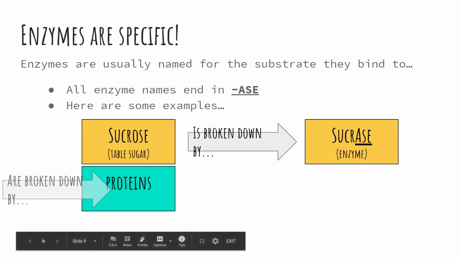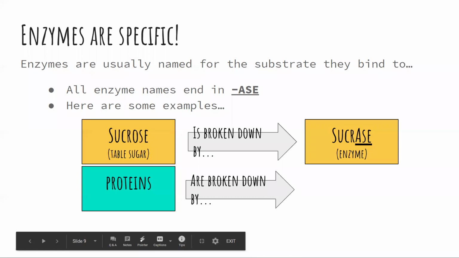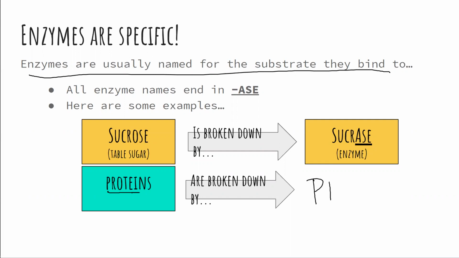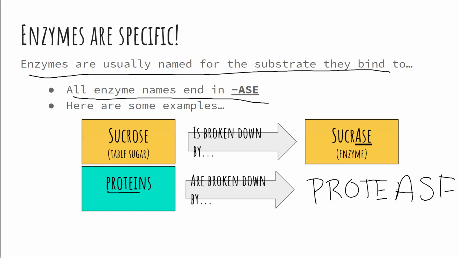Proteins are broken down by, all right, let's do it again. So enzymes, again, are typically named for the substrate they bind to. So if they're named for the substrate they bind to, then we take the first part of the substrate, protein, and it says the enzyme names end in ACE. So then we put ACE on the end, protease. There it is.